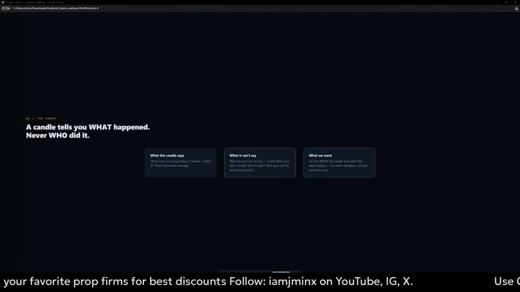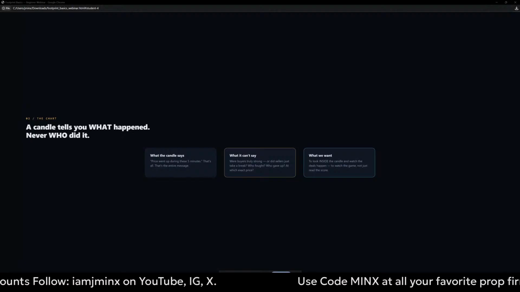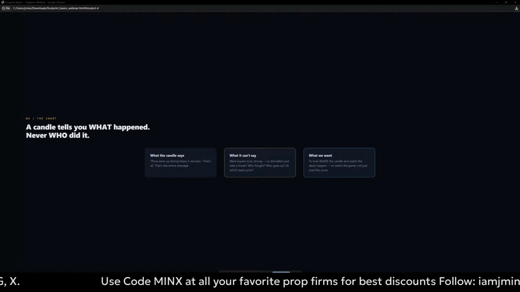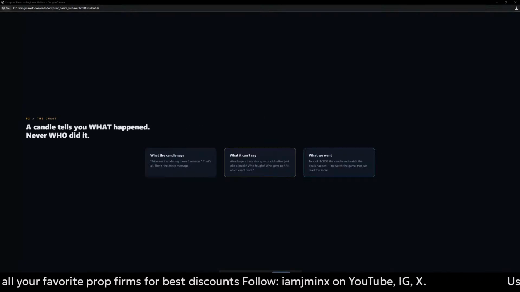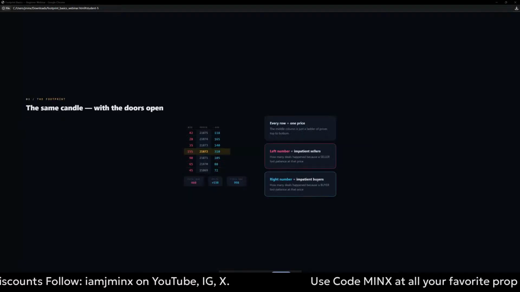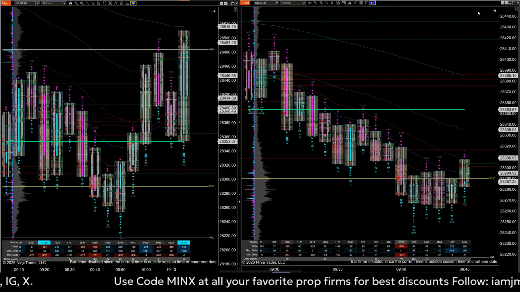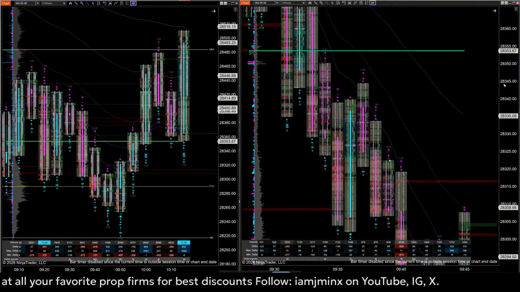So the question becomes, can we look inside? Yes, that's exactly what a footprint chart shows us. Let me show you the same candle, but with the doors open, and that's the footprint.